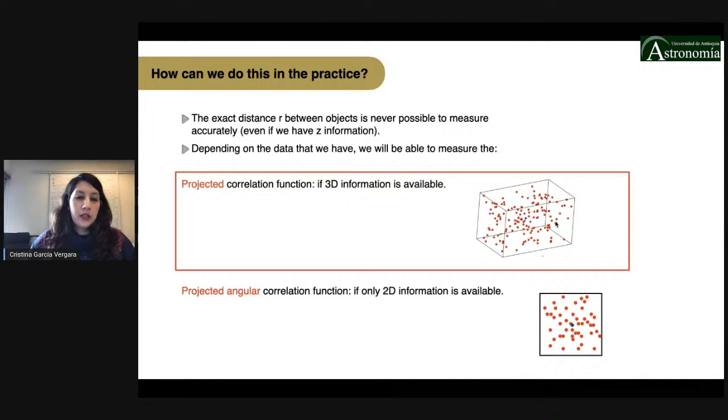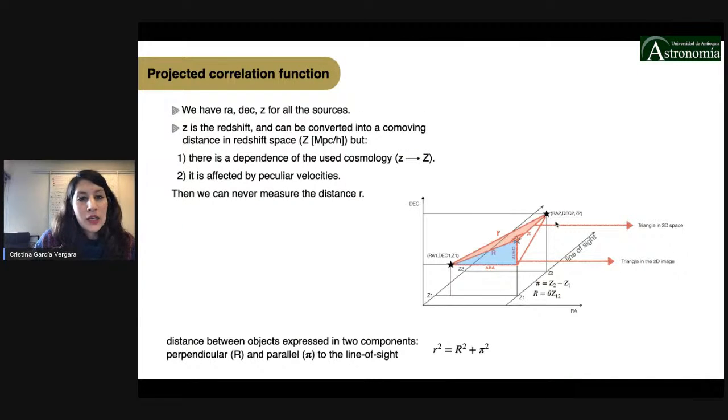Okay, now we also have the projected correlation function. In the very nice case in which you have the redshift of the sources, you can measure this kind of correlation function. And we are going to see that even if you have the redshift information of the sources, we are not actually able to measure the real distance r between the sources. I'm going to explain this better.